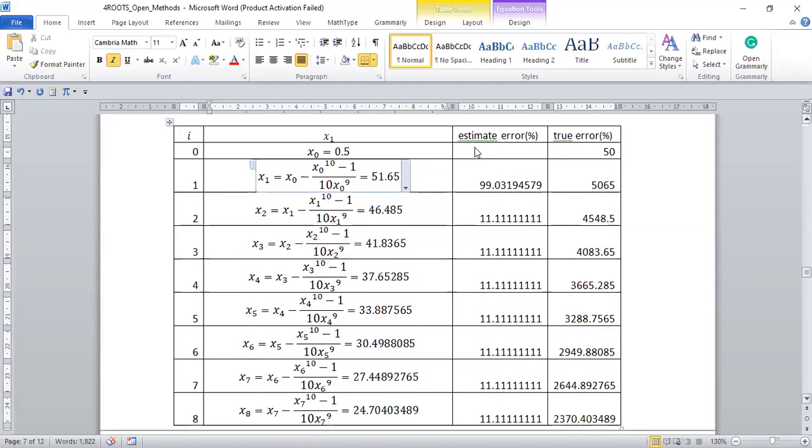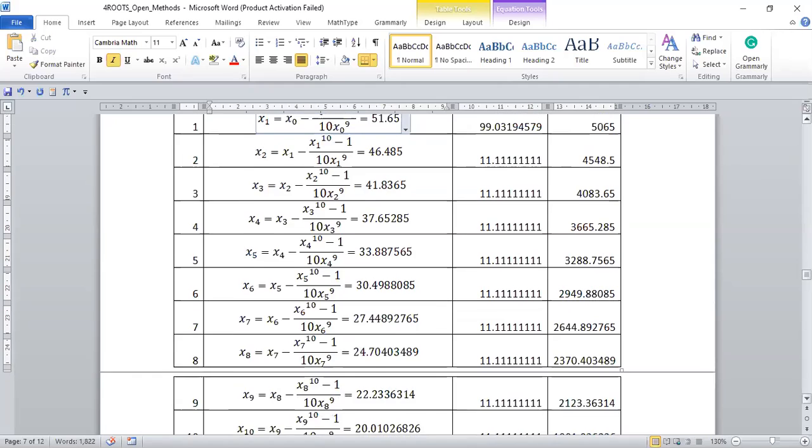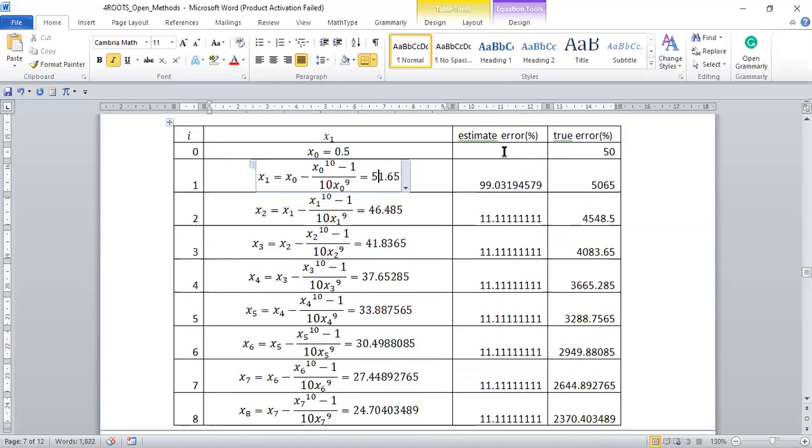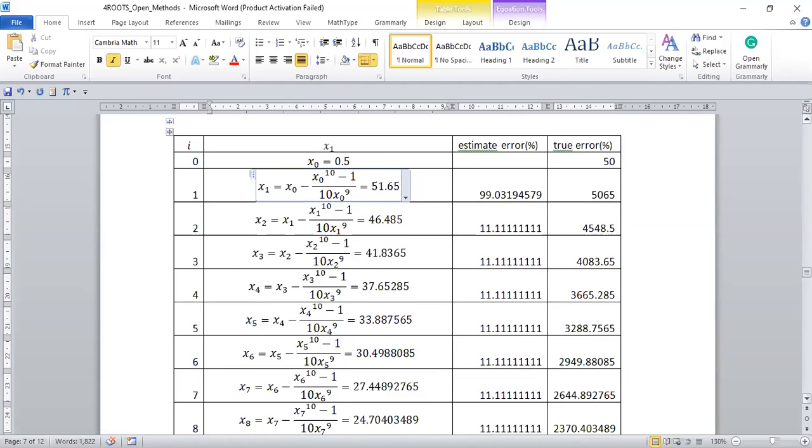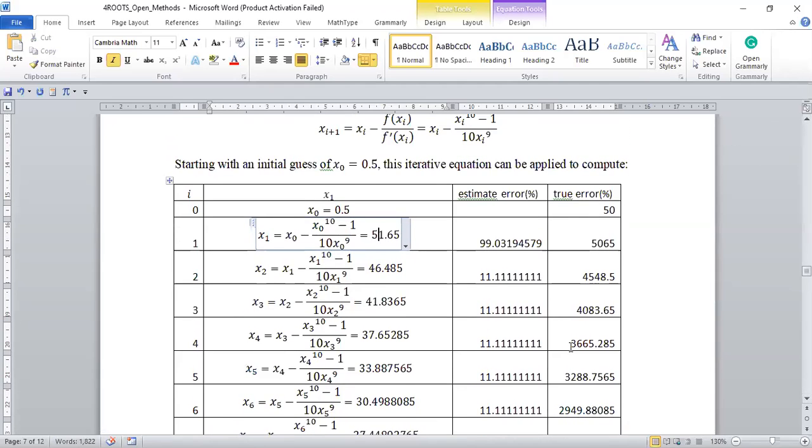And you're going to keep track of the estimate error and the true error. We know the true value. The true value is 1. So we can get the true error. But in a case where you are not given the true value, just ignore this. No need to calculate the true error.